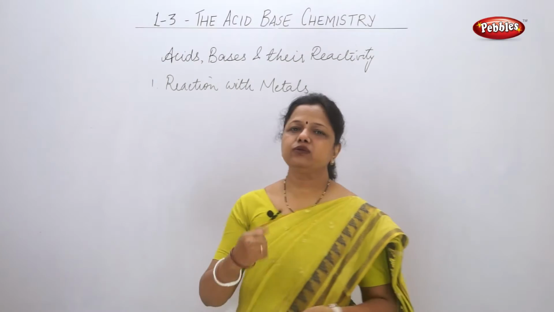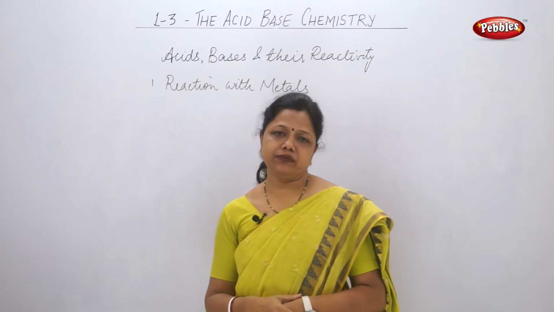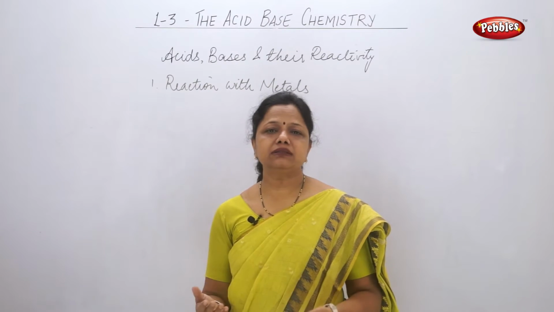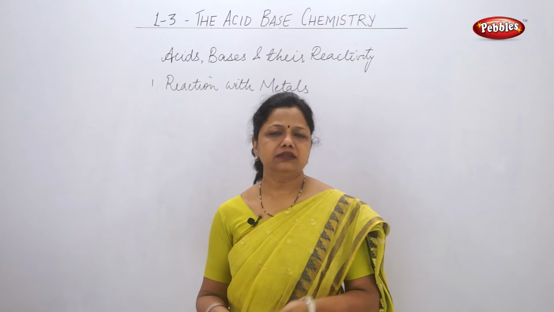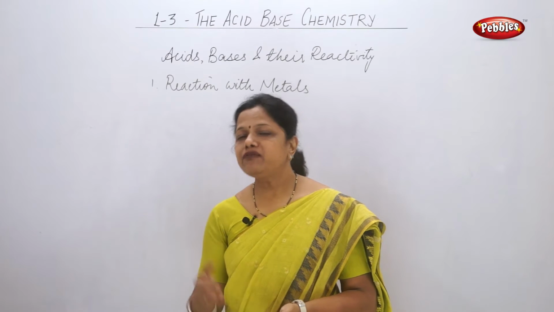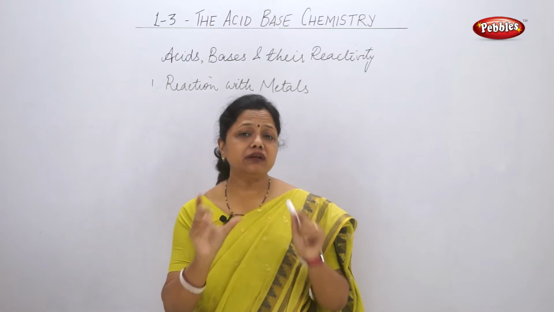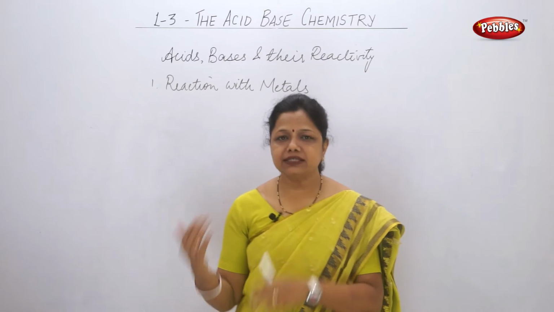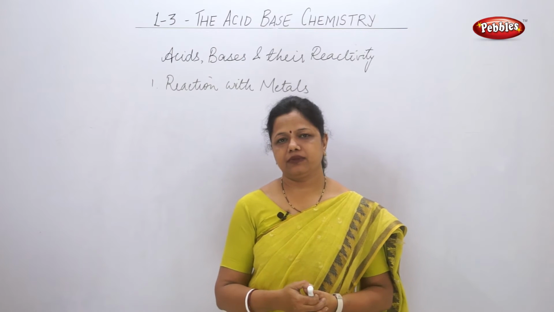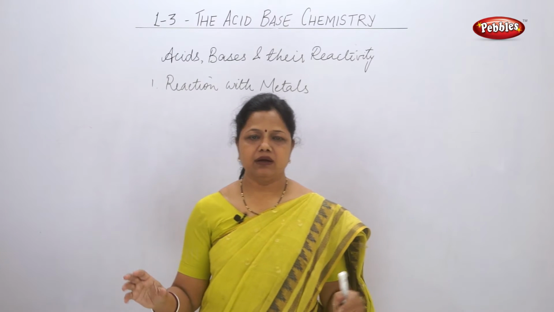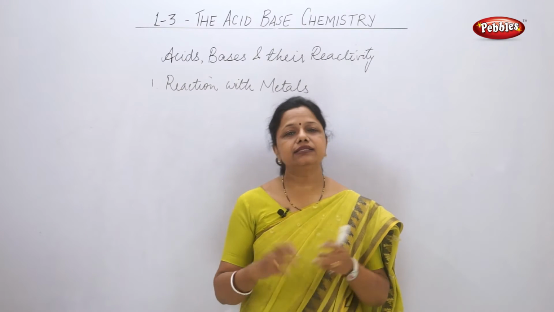The next part we are going to deal with is how do acids and bases react with metals. Now metals are calcium, magnesium, aluminium, copper, zinc. These are called metals. If I take any one of the metals and react with an acid, the general formula is that acid reacts with metal to form a salt and hydrogen gas. Now this is a general formula. Mostly all the metals react with acids in the same way.